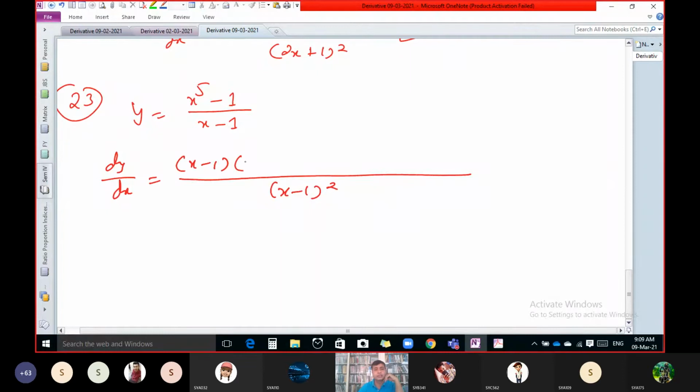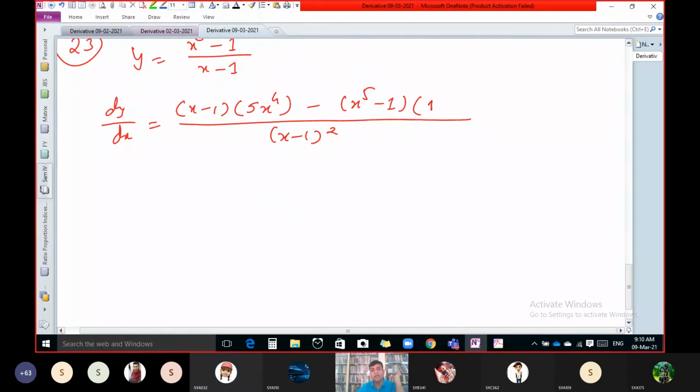Tell me the derivative of the numerator. 5 into x raised to 4, correct, minus x raised to 5 minus 1 as it is, and derivative of x minus 1 is 1, correct. Now simplify. If you open the brackets, we get 5 into x raised to 5 minus 5 into x raised to 4 minus x raised to 5, and minus minus plus 1, upon (x minus 1) the whole square.